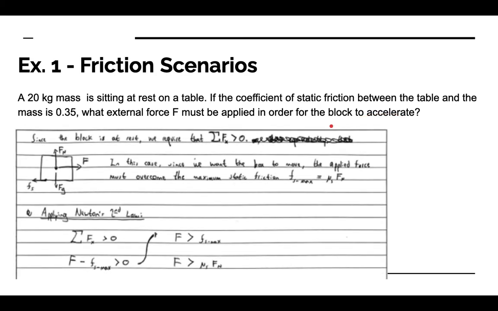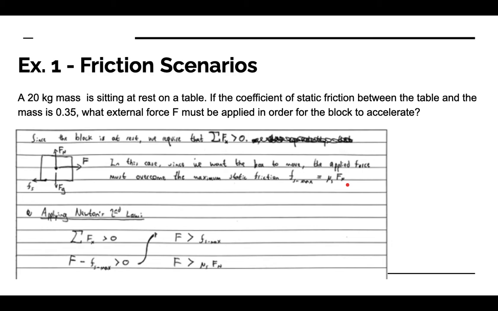So in these cases, we always have to start by checking that our net force is greater than 0. In this case, we want the block to accelerate, so we apply the condition that the net force must be greater than 0 to solve for our force F. Okay? So if we draw our free body diagram, we see that we want the box to move, so the applied force must overcome the maximum static friction.